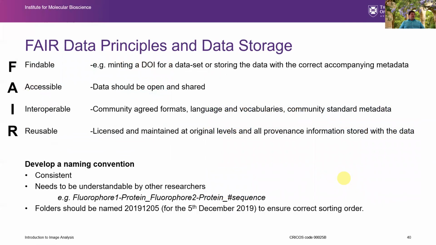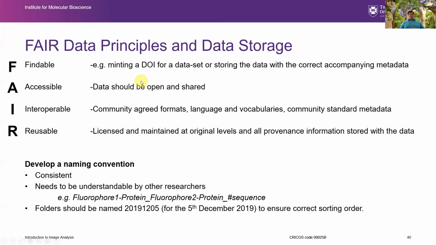Lastly, I want to spend a couple of slides talking about your data storage. We should all be adhering to the FAIR data principles and data storage principles. FAIR stands for findable, accessible, interoperable, and reusable. So your data should perhaps have a DOI generated against it, or it should have all the accompanying metadata so that it's findable, so that you know information about the image. It's not just a JPEG saying control, because that is meaningless to anyone else.